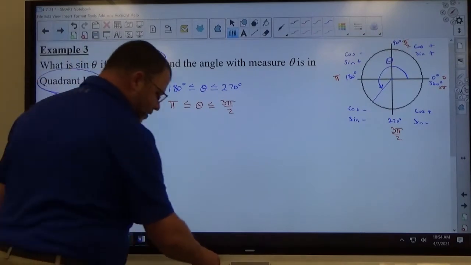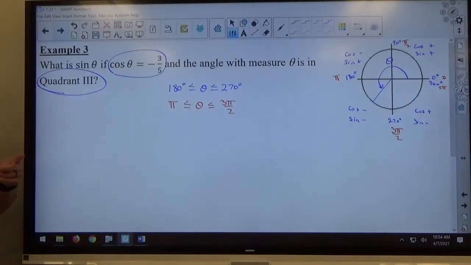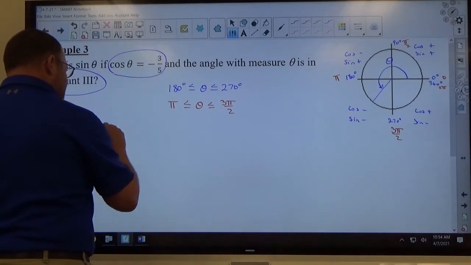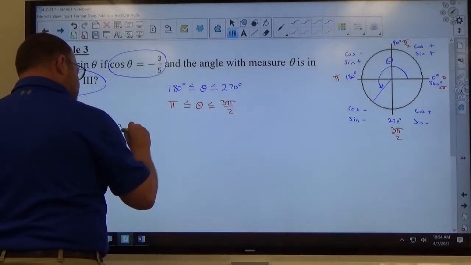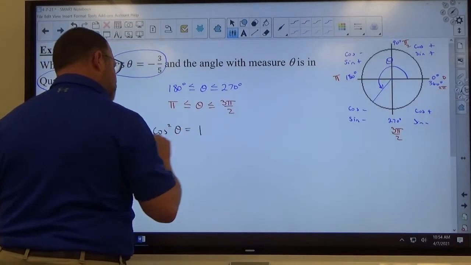All right, so here's the magic formula that we're going to use. If I know cosine, I want to know sine, or if I know sine, I want to know cosine. I have to know the quadrant, so that's a requirement. Make sure that's priority 1. What quadrant am I in? All right. Here's the formula. Sine squared of an angle plus cosine squared of the same angle always equals 1.